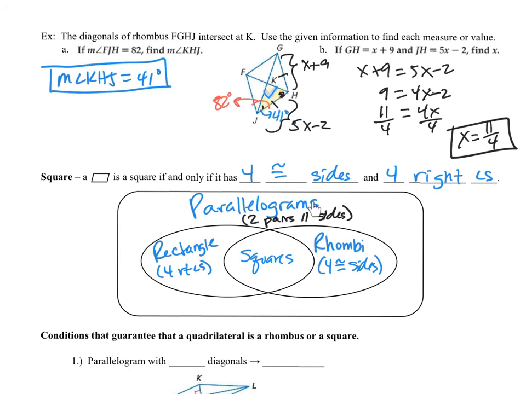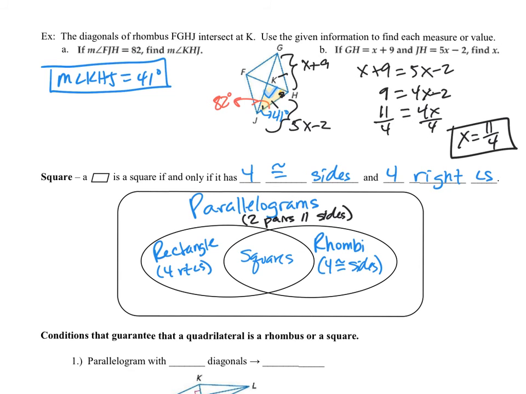Every property that applies to a parallelogram will apply to a square. Every property that applies to a rectangle will apply to a square. So for example, the diagonals of a rectangle are congruent, so the diagonals of a square would be congruent. Every property that applies to a rhombus will apply to a square. So for example, its diagonals are perpendicular, so therefore the diagonals of a square will be perpendicular.